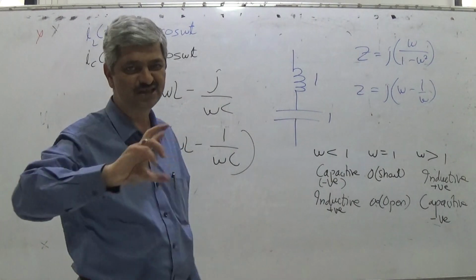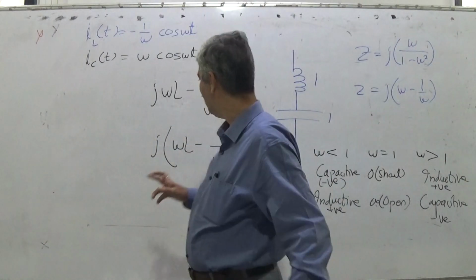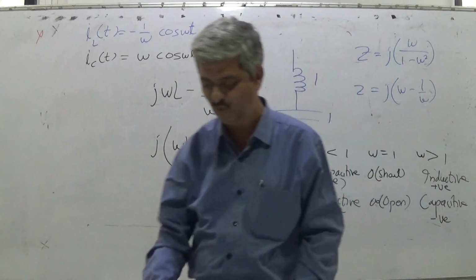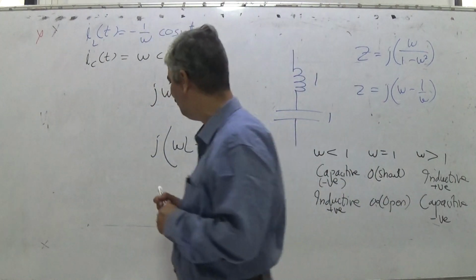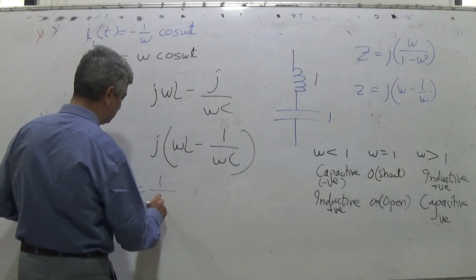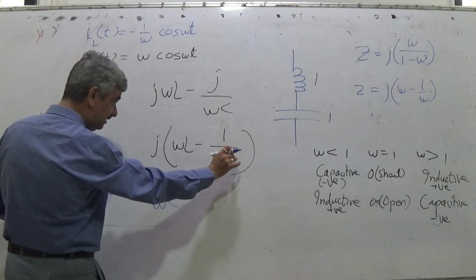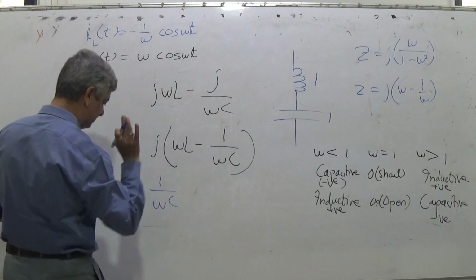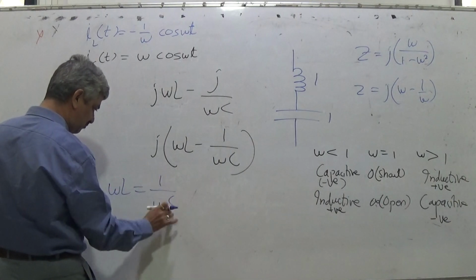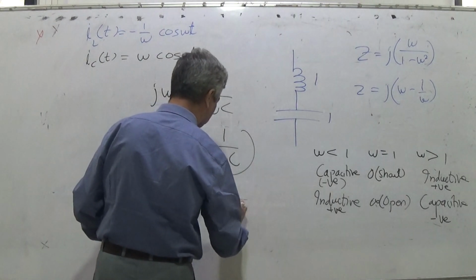And now for simplification purposes, at what frequency will these two be equal? When omega L equals 1 upon omega C, these two will be equal. It is resonance. The impedance is 0 for the LC series circuit. So omega L equals 1 upon omega C. Omega comes on this side, so omega square equal to 1 upon LC.